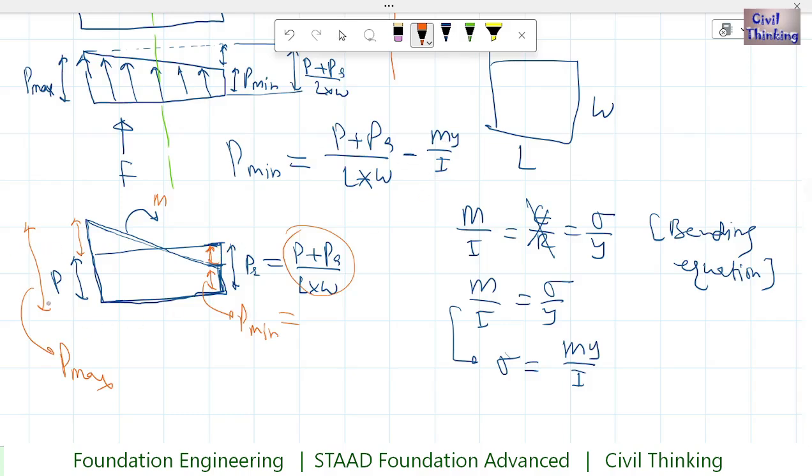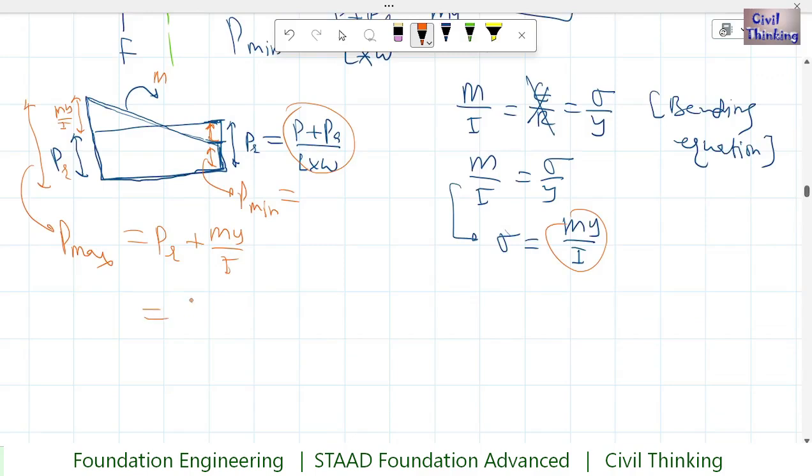Now here what is the total? It is P plus something, right? This one is because of the moment. And what is the pressure due to the moment? It is My by I, right? So this much is My by I, okay? So P max is equal to this pressure PR, okay, plus My by I, okay? So it is P plus PA divided by LW plus My by I, okay?